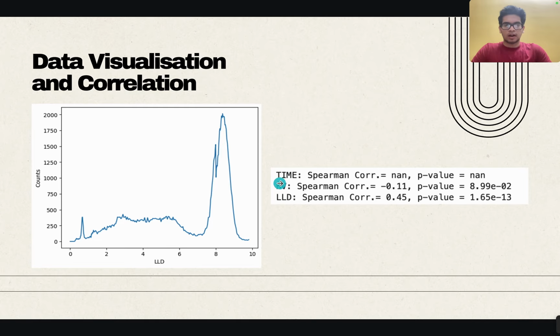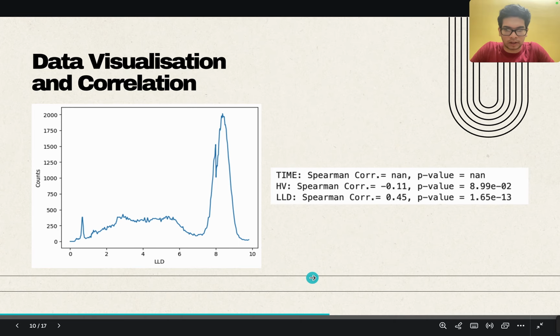So let's start. First, I see that time does not have either a Spearman correlation or a p-value. A possible reason for this is that for all of my data set, the same time value is used. The experiment was always run for the same amount of time, which is very acceptable.